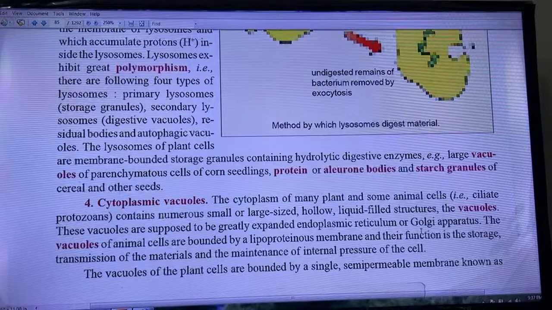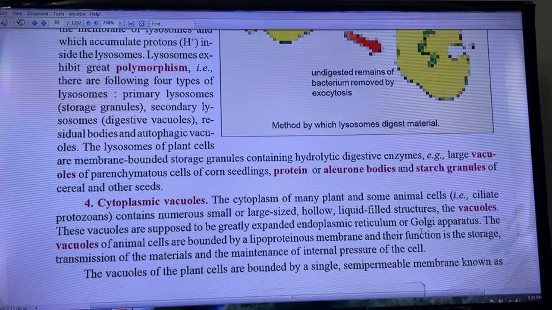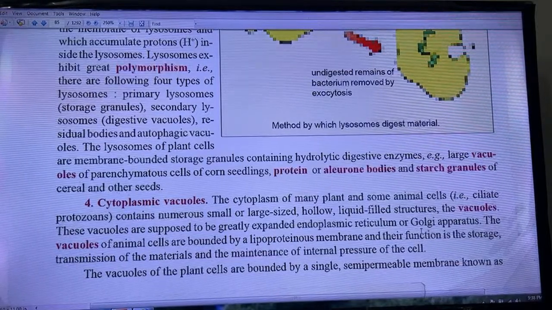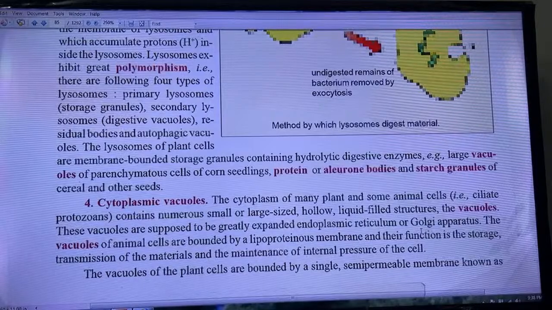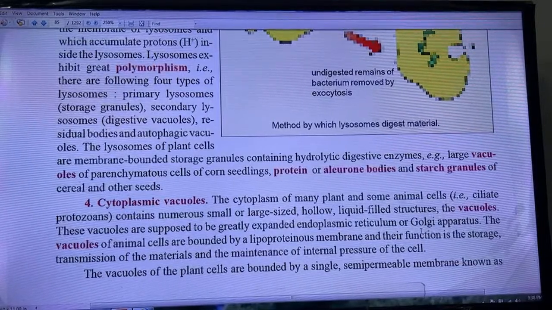The lysosomes of plant cells are membrane-bounded storage granules containing hydrolytic digestive enzymes. Examples are the large vacuoles of parenchymatous cells of corn seedlings, protein aleurone bodies, and starch granules of cereal and other seeds.